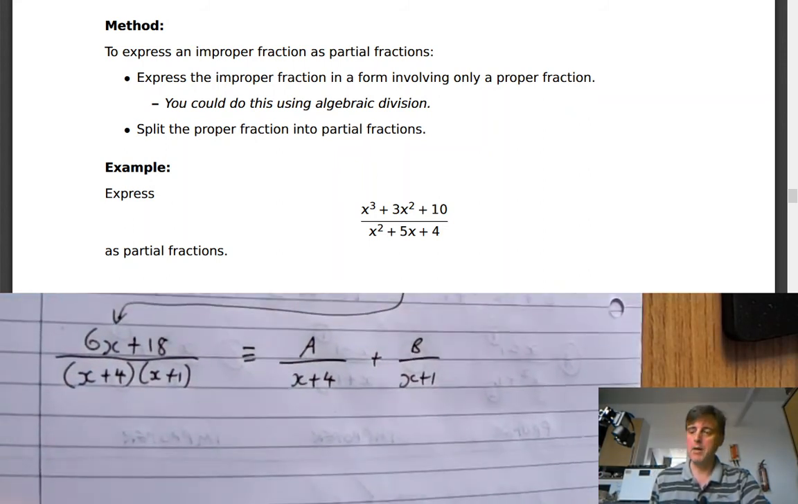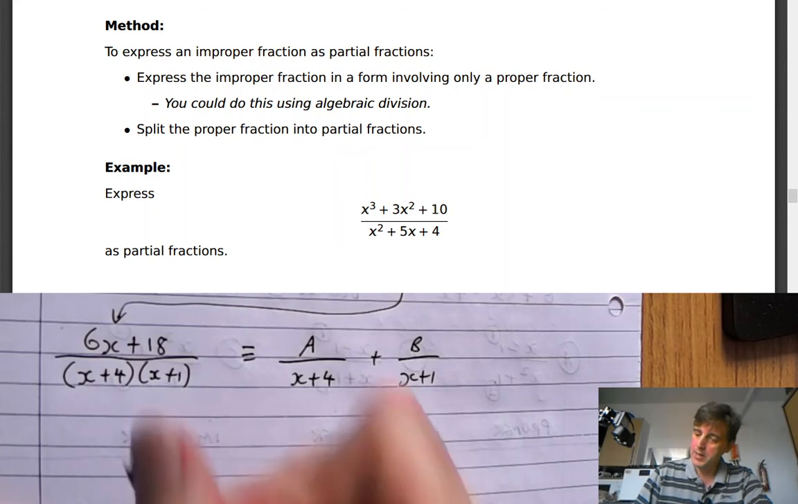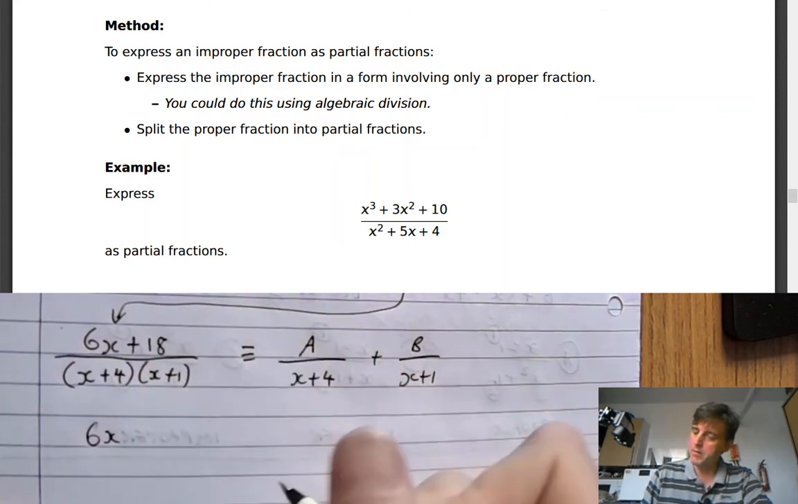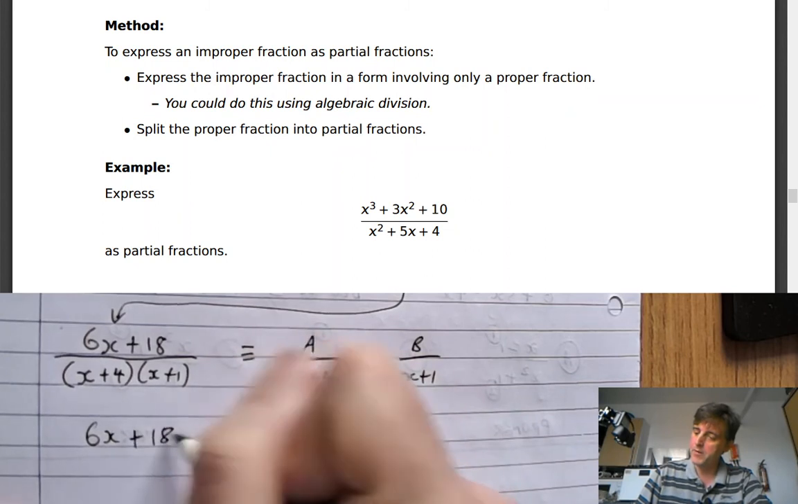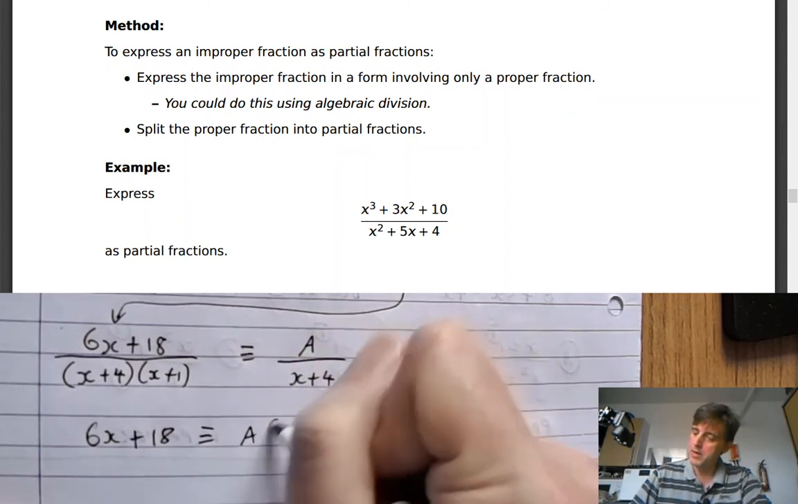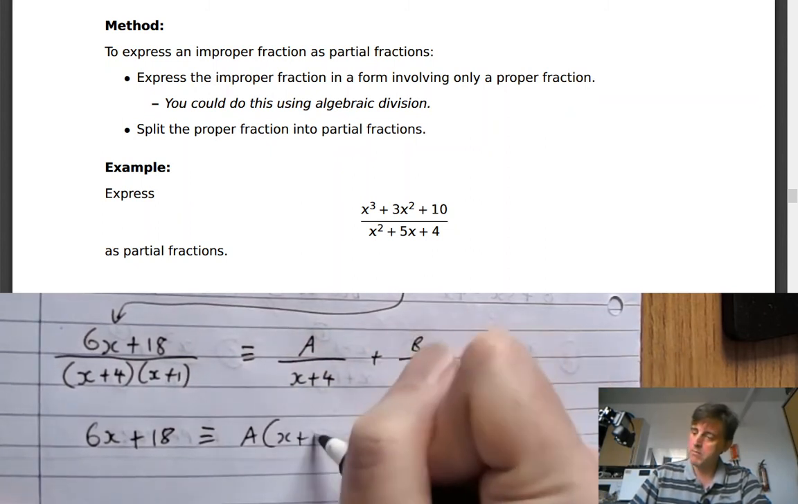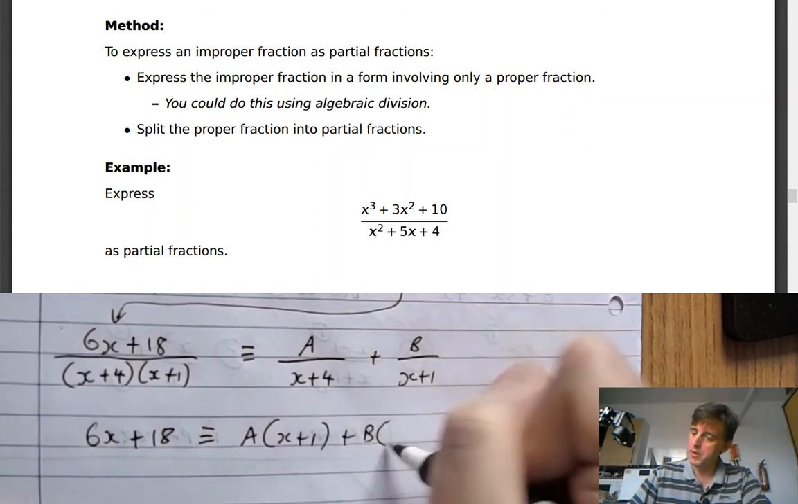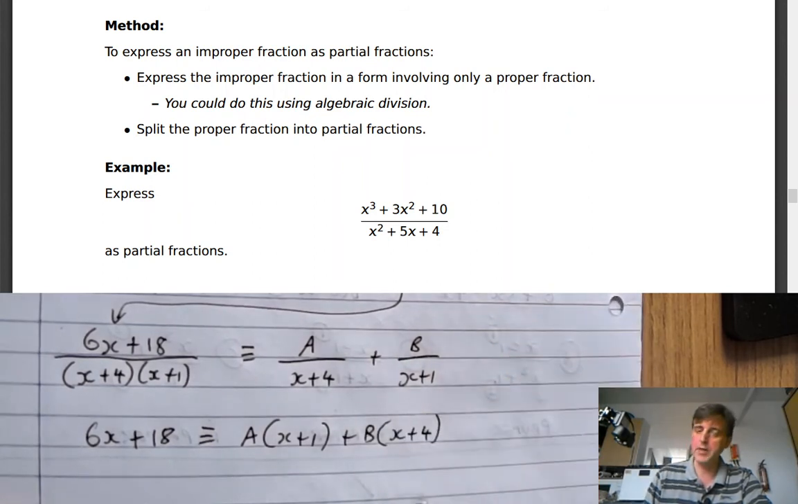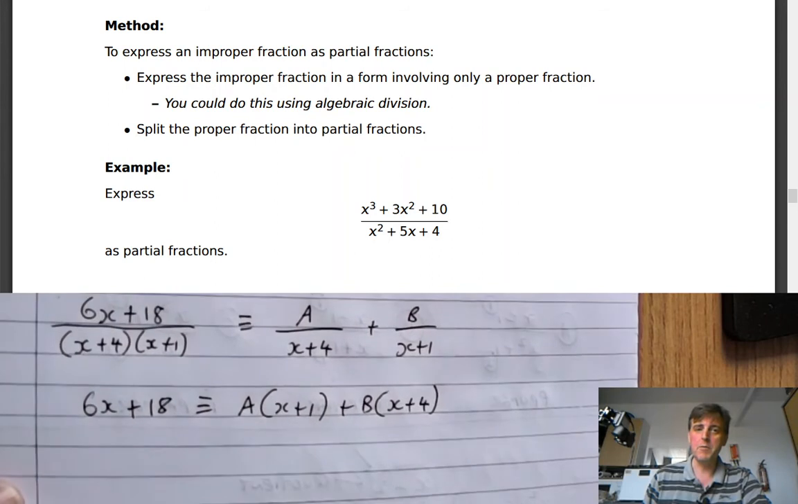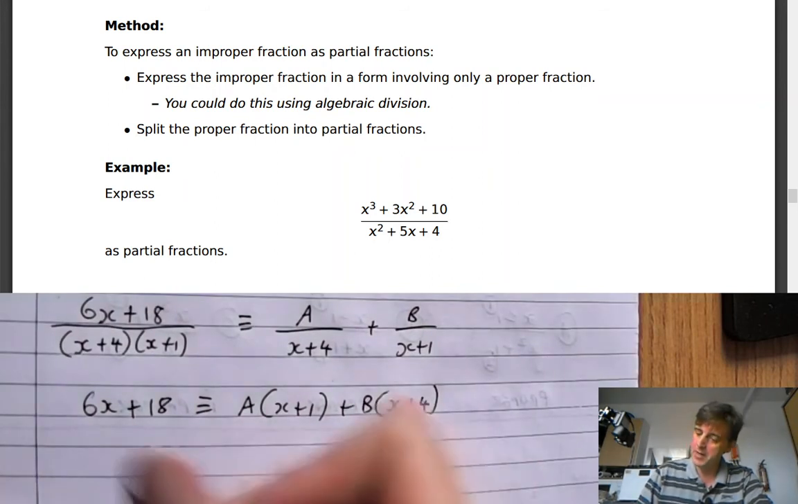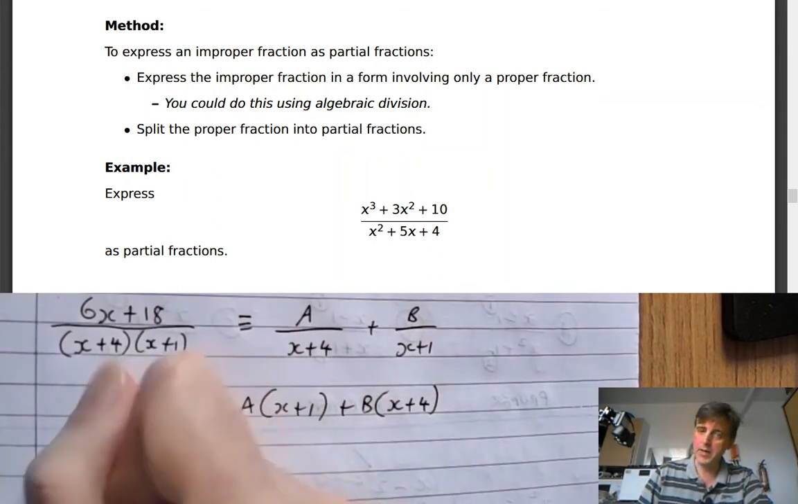Okay, so remember how this works. Let's combine these together and consider the numerators. I think if I do that, I'm going to end up with A times (x plus 1) plus B times (x plus 4), and that's got to equal 6x plus 18. And if I use my favorite substitution method here, let's put x equals -1 into here.